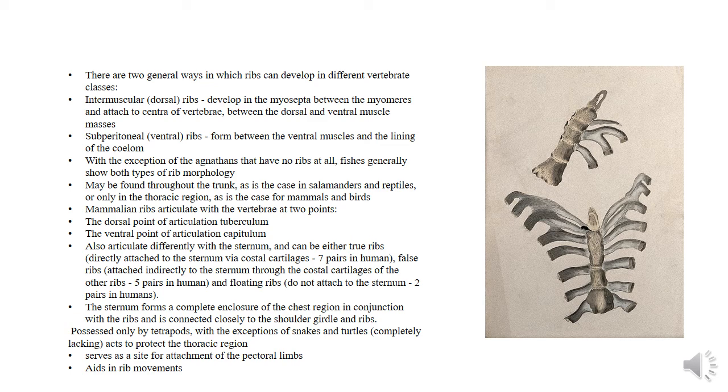The sternum forms a complete enclosure of the chest region. In conjunction with the ribs, it is connected closely to the shoulder girdle. It is possessed only by tetrapods, with the exception of snakes and turtles, which completely lack it. It acts to protect the thoracic region, serves as a site of attachment for the pectoral limb, and aids in rib movement.